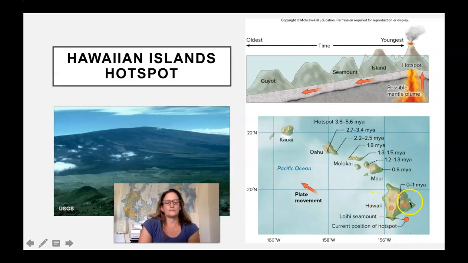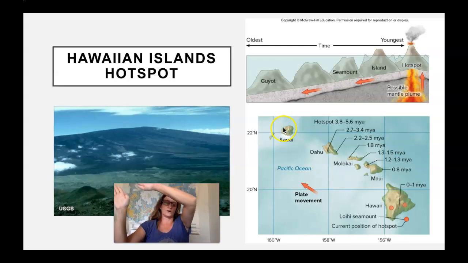The current position of the hotspot is down here right off of the island, so that will eventually make a new island that we could live on. Away from the hotspot, the islands and rocks of Hawaii get progressively older. So right at the hotspot, the rocks are 0 years old, up to 1 million, and then further away, they get to be 4 and 5 million years old. So this shows the movement of the Pacific plate across that hotspot that stays in place.